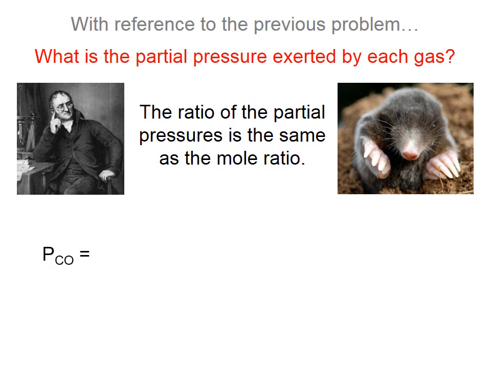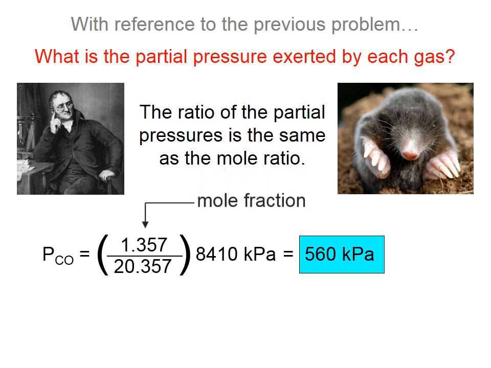The partial pressure, that is the pressure that the carbon monoxide exerts, is simply the fraction of moles that are carbon monoxide, which is 1.357 moles of carbon monoxide over a total in the mixture of 20.357, multiplied by that total pressure, 8410 kilopascals. That quantity right there is the mole fraction. You could make it a decimal, but I'm just pointing out that if you calculated that, that would be the mole fraction of carbon monoxide.